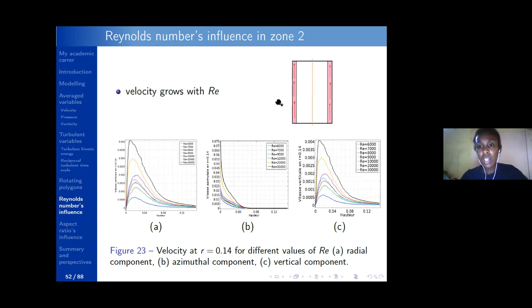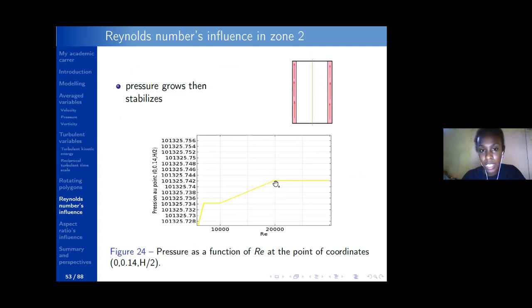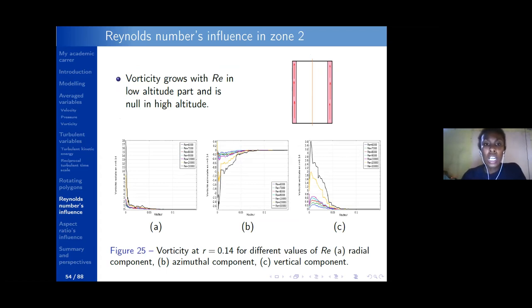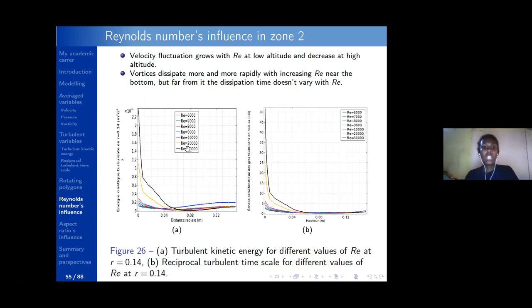In the second zone, the zone near the sidewall, velocity grows with the Reynolds number. Pressure too, but it stabilizes when the Reynolds number attains the value of 20,000. Vorticity grows in the zone near the sidewall, and it is null at high altitude. Here we have the radial, azimuthal, and vertical components of vorticity. Velocity fluctuation grows with Reynolds number at low altitudes, and it decreases at high altitude. And vortices dissipate more and more rapidly near the bottom, but far from the bottom, it doesn't vary much with the Reynolds number.